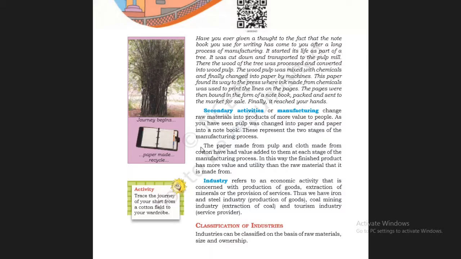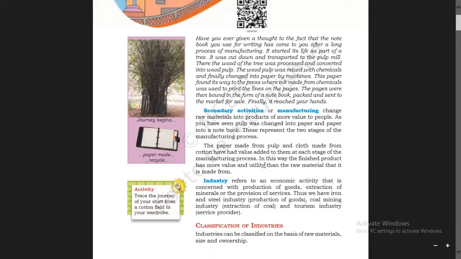As you have seen, pulp was changed into paper and paper into a notebook. As you have seen, that pulp was changed into paper and again this paper into a notebook. This represents the two stages of the manufacturing process. It represents what here? The two stages of the manufacturing process. The paper made from pulp and cloth made from cotton have had value added to them at each stage of the manufacturing process. In this way, the finished product has more value and utility.